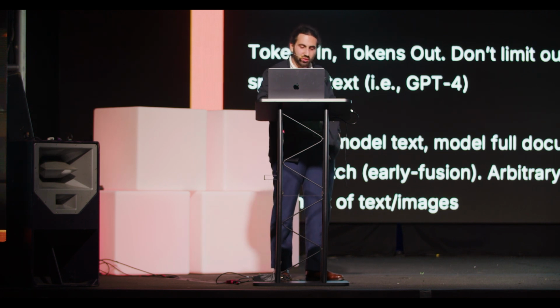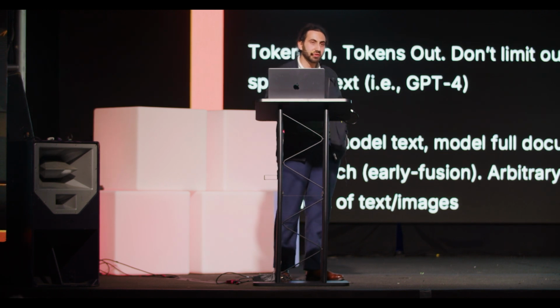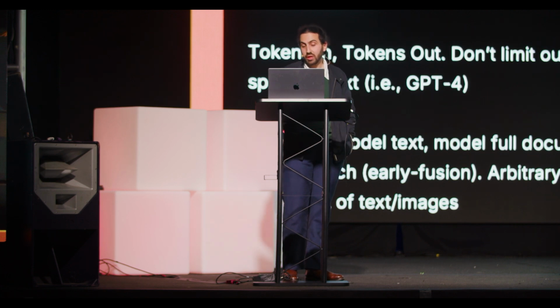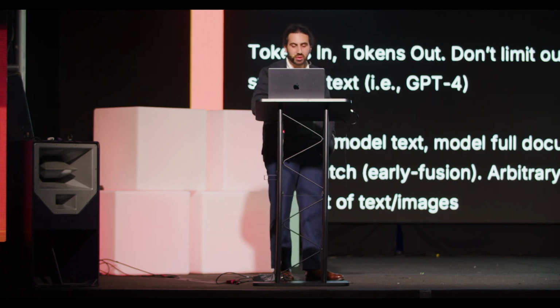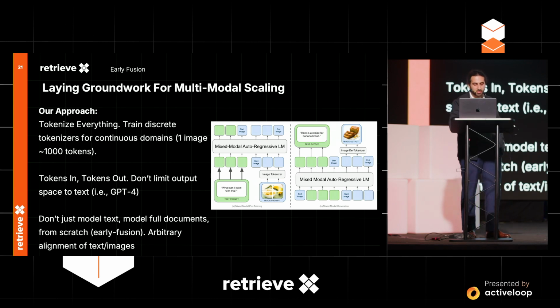And furthermore, our idea was like, look, we don't just want to model text or specifically text to image. We want to model full documents from scratch. So like full Wikipedia documents, full PowerPoint presentations. We don't want to enforce a specific alignment between the text and images. We should just take them as they come. And this will essentially allow us to continue scaling for about 2 more years.